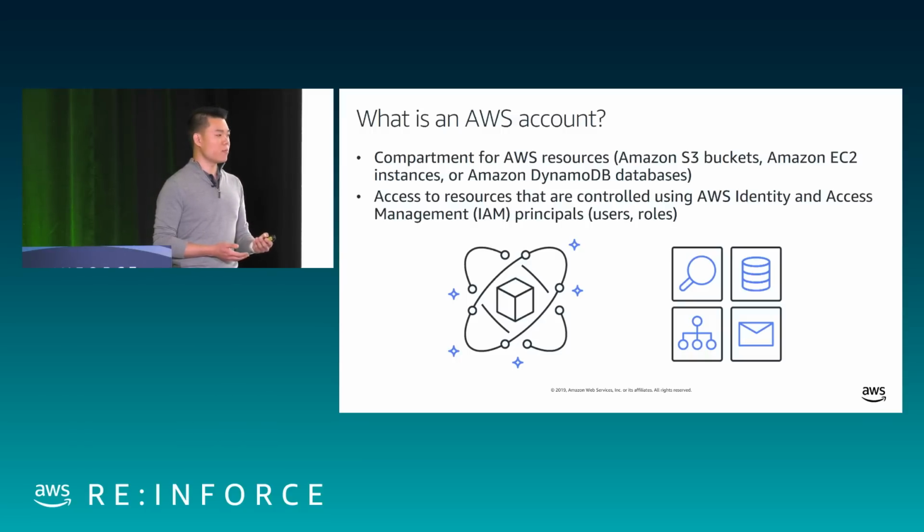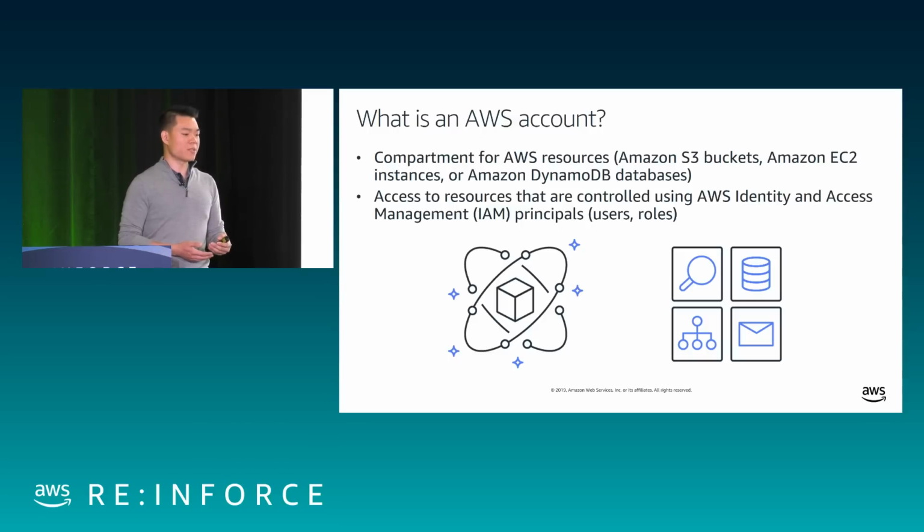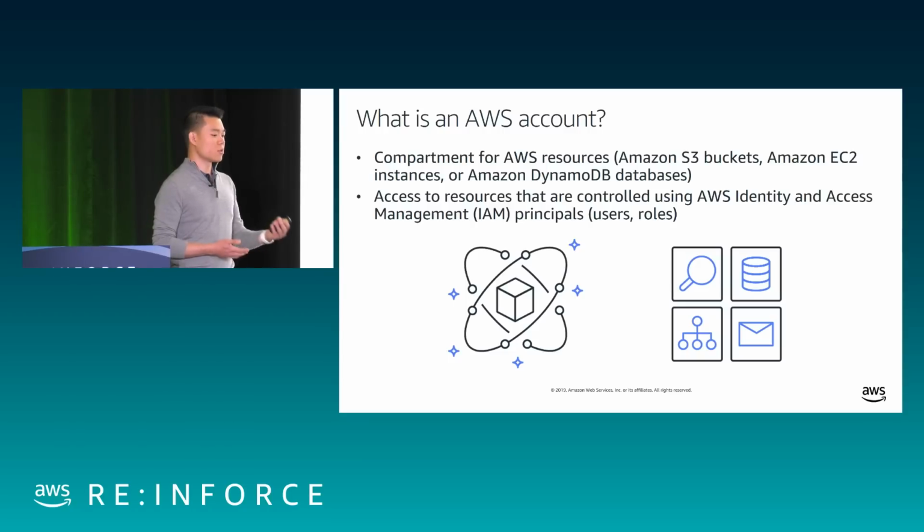Today, when we think about an AWS account, we consider them as compartments for AWS resources. Those are things like Amazon S3 buckets, EC2 instances, or DynamoDB databases. And you control access to these resources using AWS Identity and Access Management principles, which are users and roles.